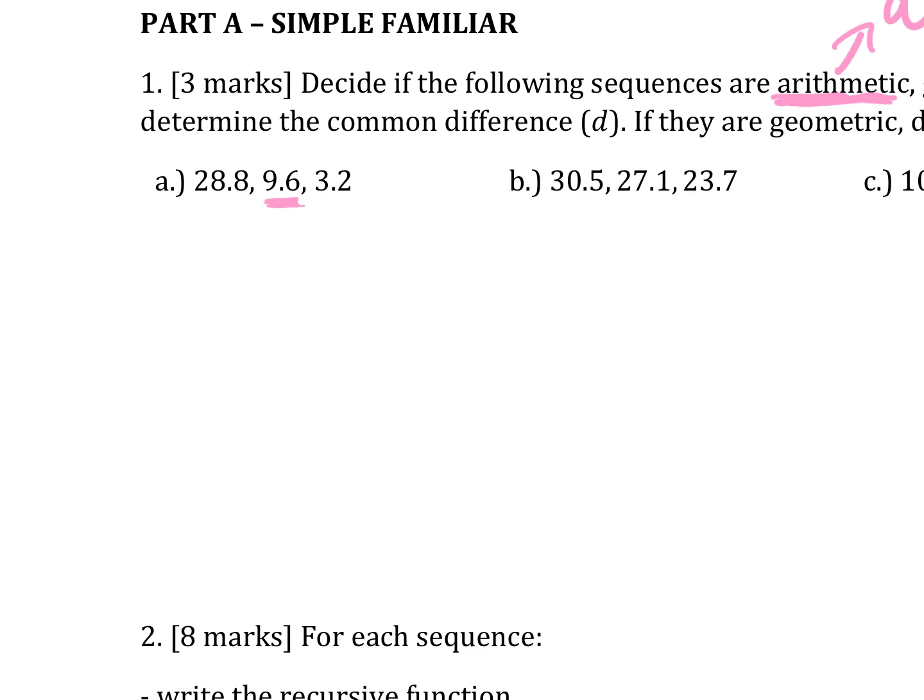Next thing I'm going to do is check to see if it's a geometric sequence. I'm going to say that one divided by that one. 9.6 divided by 28.8. And that is 1/3 or 0.33 recurring. Next thing I'm going to say is this one here divided by this one here. 3.2 divided by 9.6. Oh, look, and that is also a third. Now, that is the same. What we have here is a geometric sequence, and R is 1/3, or 0.3 recurring.